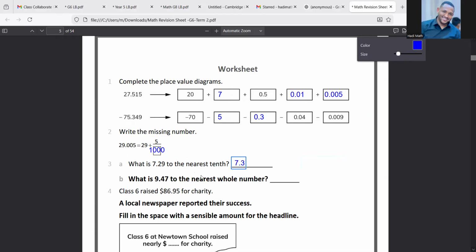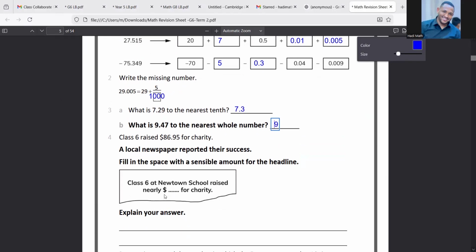Don't forget. What is 9.47 to the nearest whole number? Whole number means cut the decimal point out. Then look at the first digit after the decimal point, which is 4. 4 is less than 5, so don't add anything to the 9. So your right answer is 9. Many people make mistakes by saying 47 or 87. No, just look at the first digit, which is 4. 4 is less than 5, drop it, it is 9.